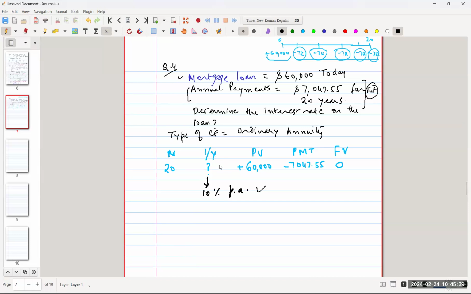So there are only two ways to solve for the rate of interest when dealing with an annuity, and that is either use a financial calculator or use time value tables. Manual computation will take you nowhere, right? So I'll put an asterisk here: M for manual computation, not possible. So use a financial calculator, yes. Use TVM tables, yes.